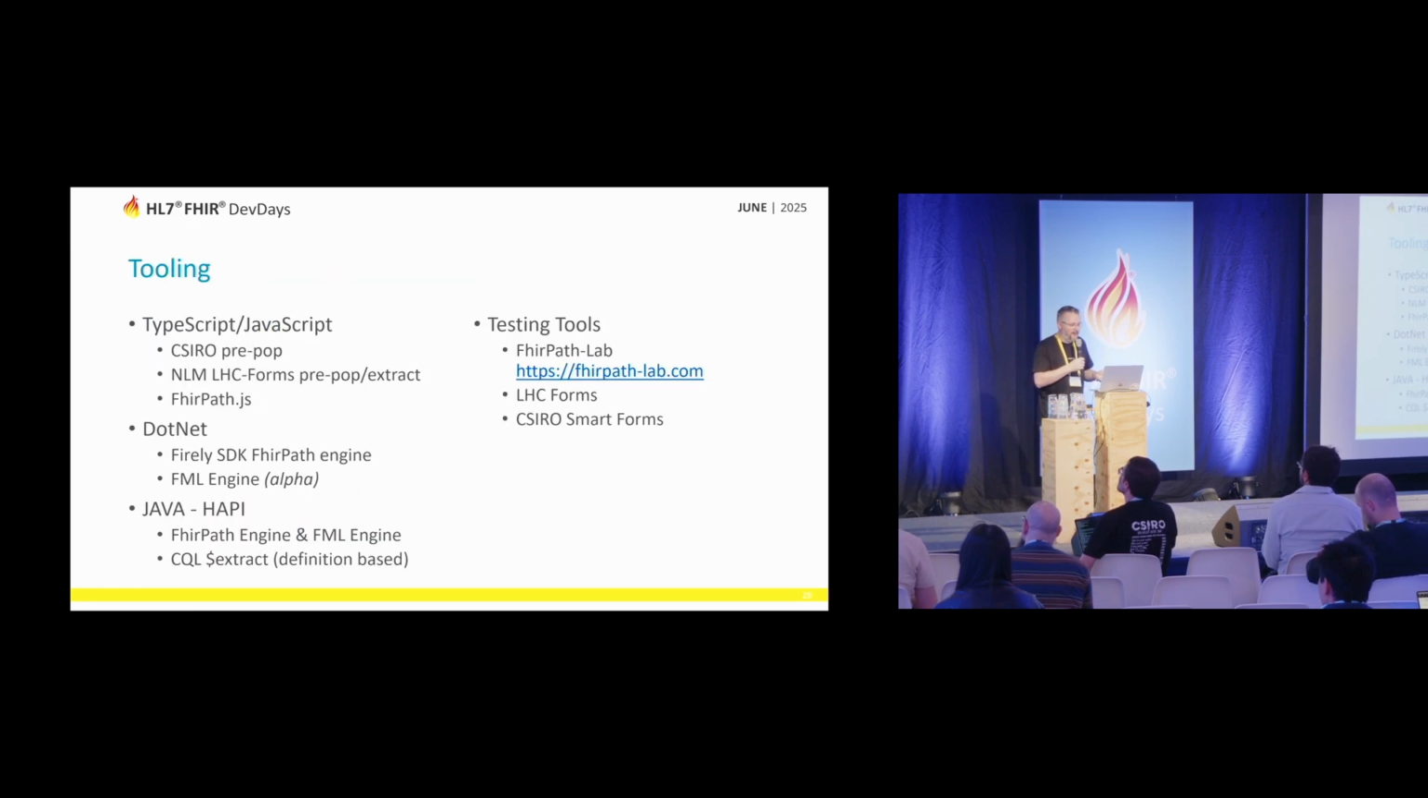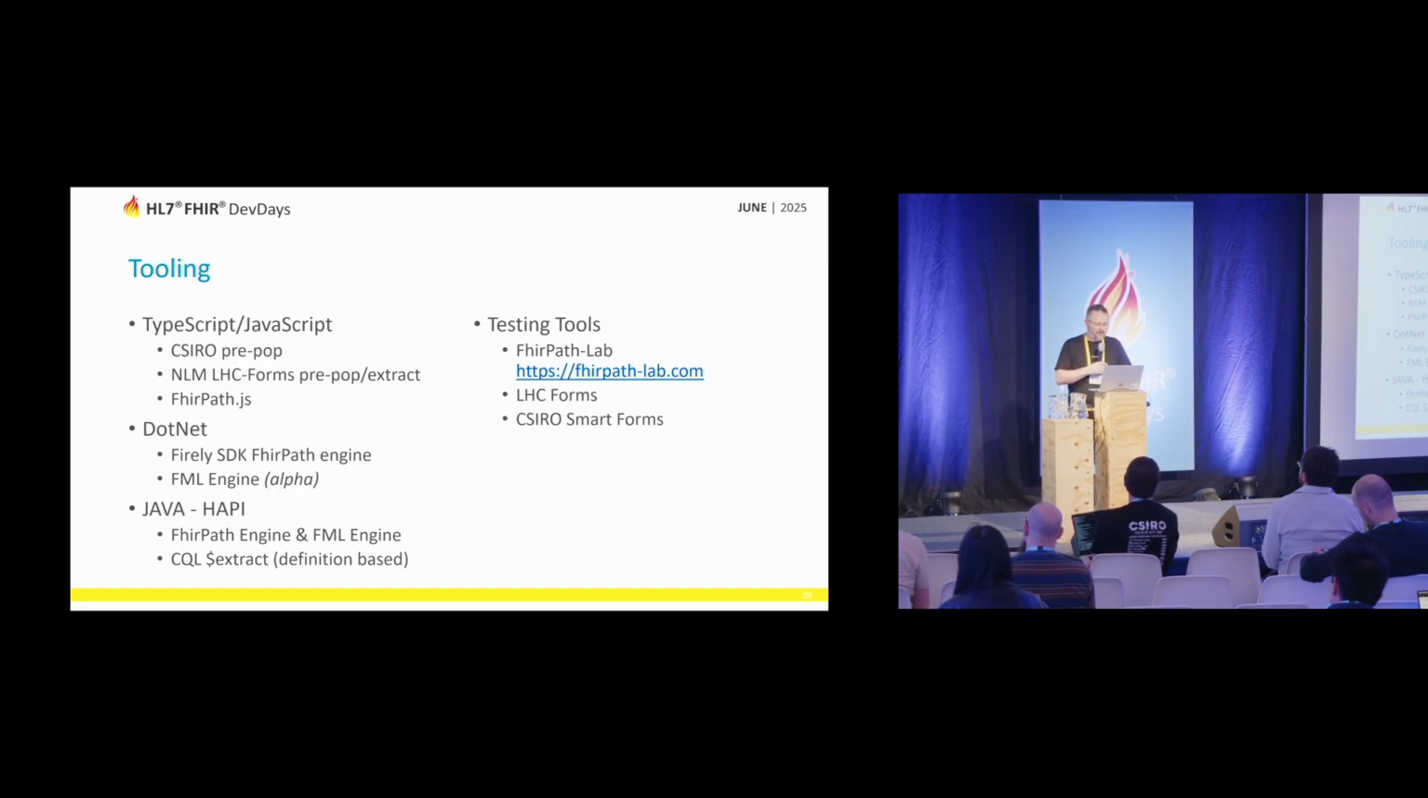So tooling, what's out there? So all the lab that you saw, that's all open source. The two renderers that I showed inside the lab. So that's CSIRO's pre-pop engine, plus their renderer. The US National Library of Medicine has their LHC forms, was the other renderer I showed. They also have a pre-pop and extract. .NET's got the Firely SDK. The extract engines that I was all running, they're about to be open sourced, the ones that I've got.